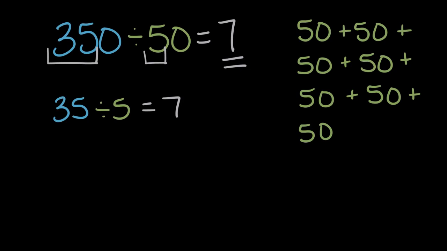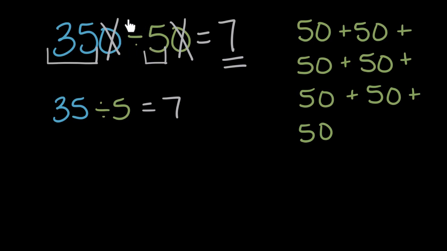So in a way, these zeros didn't matter. They didn't affect our answer. We were able to cancel them out. Having the 0 in the first number is canceled out by having that 0 in the second number. And let's think about why that is.